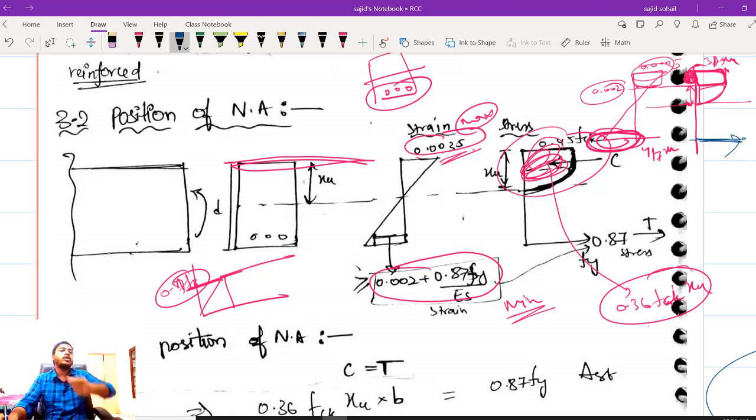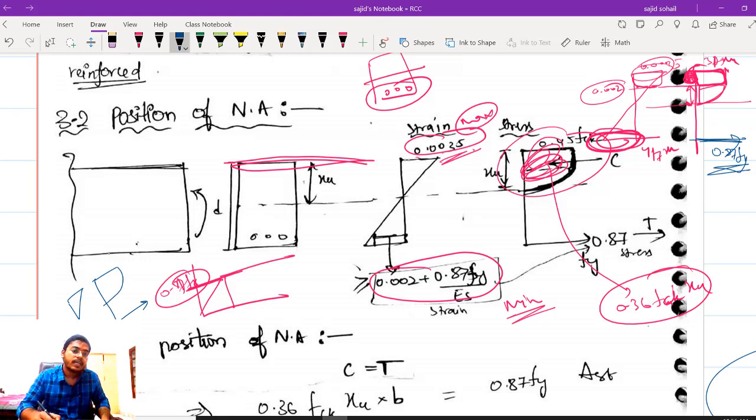If the strain value is greater than 0.002 plus 0.87 fy by Es, the stress possible will be only one thing, 0.87 fy. End of story. So this is how your stress diagram looks. The strain diagram varies linearly up to the center of your steel bars, and then you will have your stress diagram something like this.